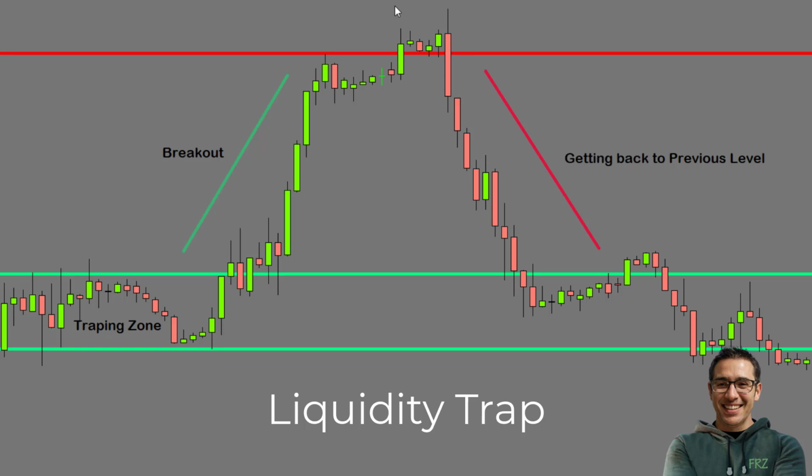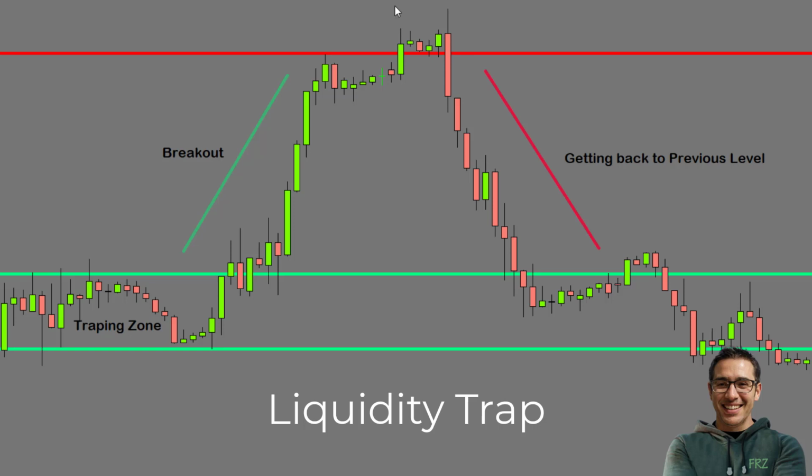Smart money traders will often use these areas to trap retail traders who may be fooled into thinking that price is breaking out in a new direction. And of course, the price will eventually break out, but it is quite difficult to say exactly when. And also, it is very likely that the price will come back to its previous level after the breakout. And this is where we are going to target with our free EA.